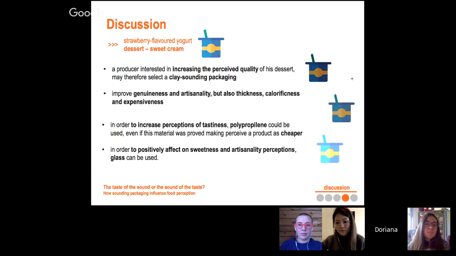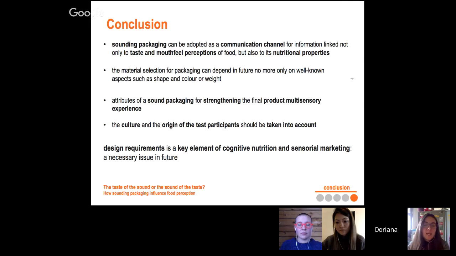And then to conclude, this study demonstrates how sound in packaging can be adopted as a communication channel for information that are linked not only to taste and mouthfeel perception of food, but also to its nutritional properties. And moreover, the material selection for packaging can depend in future no more only on well-known aspects such as shapes or color or weight, but also on sound requirement.